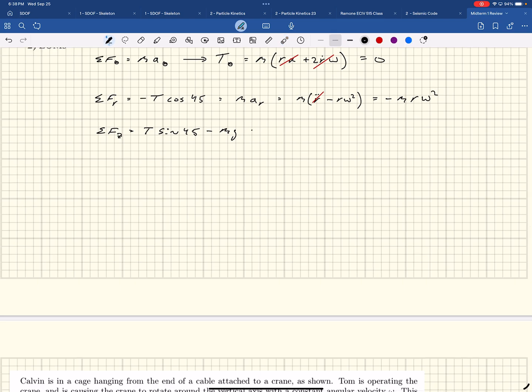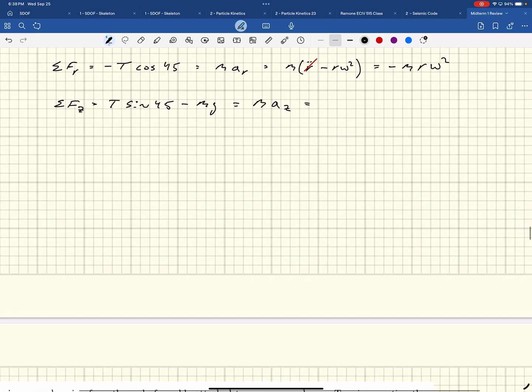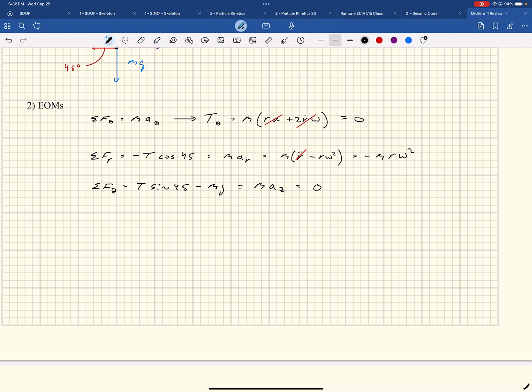And then that's equal to mass times acceleration in the Z direction. What is acceleration in the Z direction? 0, because we're trying to hold this thing steady. It's going around and we're going to hold it at 45. If we're holding it at 45, it is not accelerating up, it is not accelerating down. So that is equal to 0. Okay, so there it is, our two equations and two unknowns.